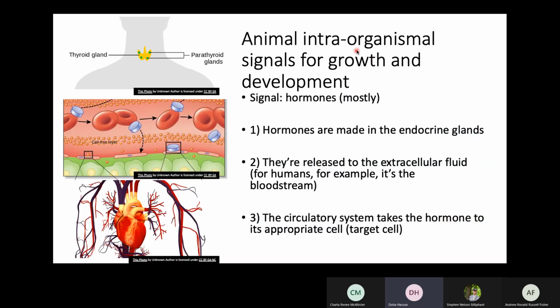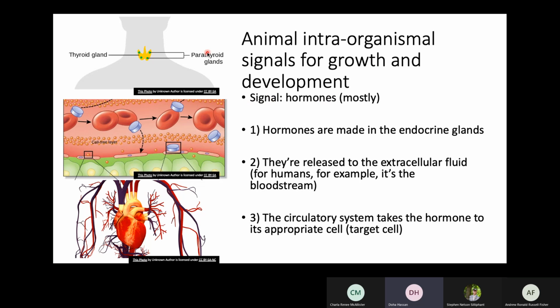Right, so let's talk about intra-organismal signals in animals that are conducive to growth and development. Whenever we say intra-organismal, we just mean that this is signaling within the organism, from one part of the body to another. So again, the signaling molecule that we're going to talk about this evening is a hormone. However, there are other signaling molecules, but this is the predominant one. And of course, there are many, many different kinds of hormones.